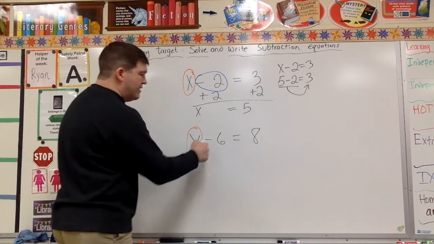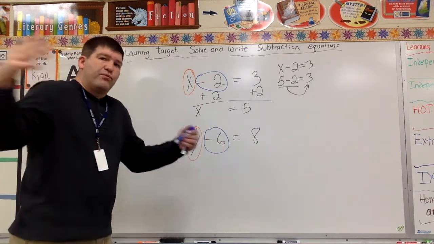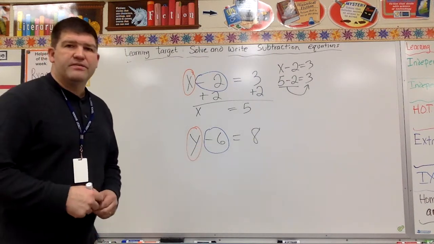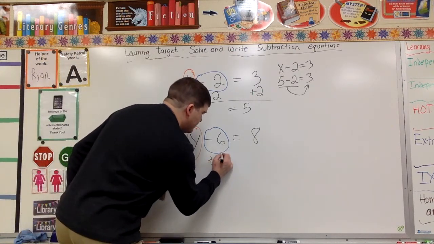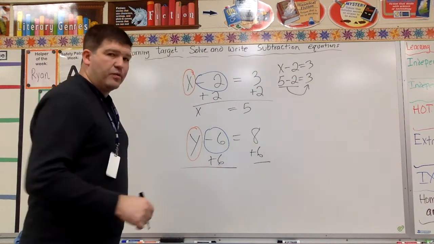Same thing on here. We have y minus 6. We want to get y all by itself, so then we can say y equals whatever it equals. But we have to get rid of this minus 6 over here. So I do the opposite. I add, and I add the same amount. Add 6. I do it to each side because I'm fair and equal in the equation.